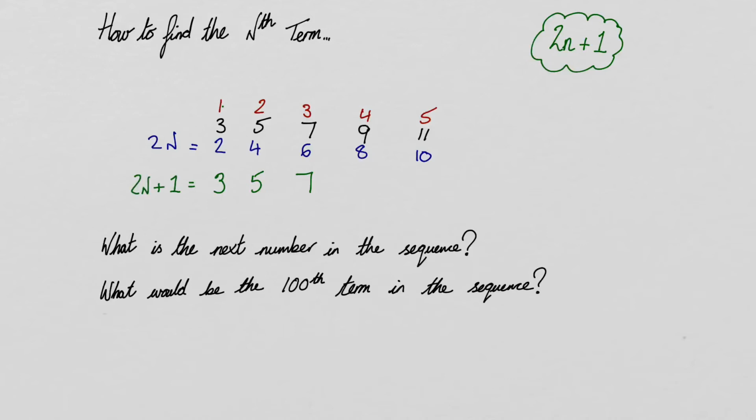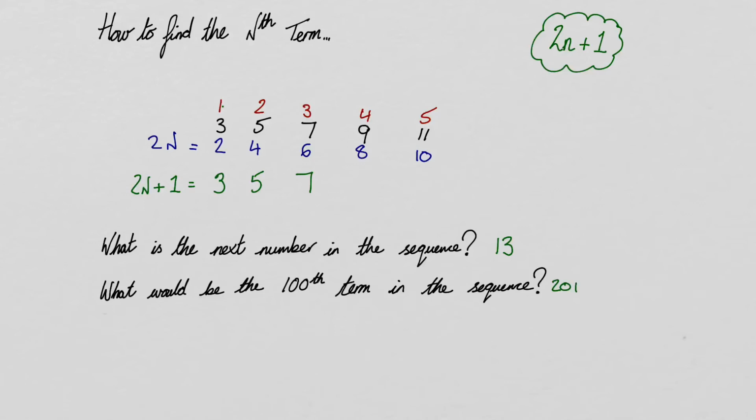Now, to work out the next one, our position is 6, so we would do 2 times 6 and then add the 1. So 2 times 6, 12, plus the 1, 13 would be our next number in the sequence. And the 100th term, well, we do 100 times the 2, because that's 2n, so 100 times 2 is 200 plus 1, and our answer would be 201.